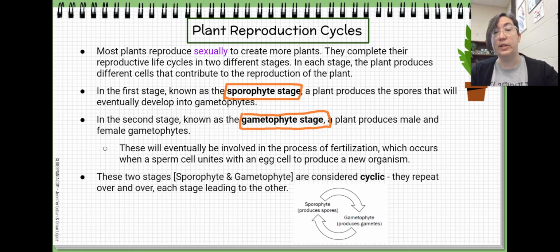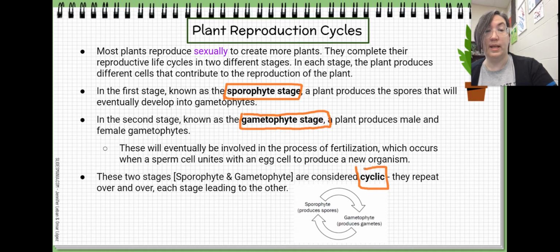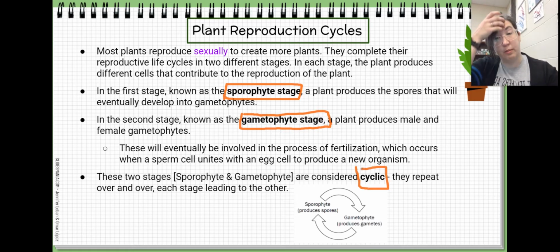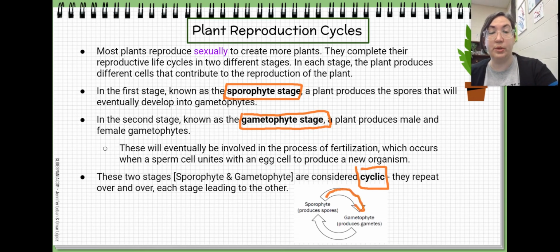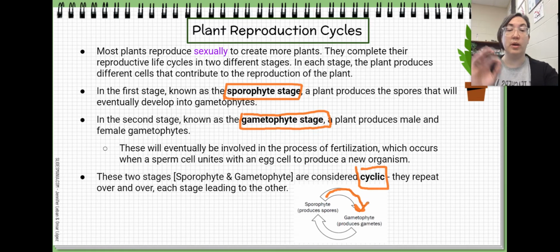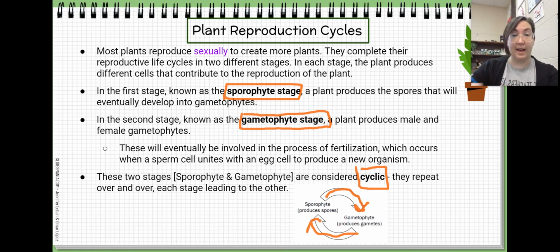These 2 stages, sporophyte and gametophyte, are considered cyclic. That's an important term. Cyclic means they repeat over and over, each stage leading to the other. So sporophytes producing spores leads to our gametophytes, which produce gametes. Those are sex cells. And those gametes produce sporophytes, which produce spores, which then produce gametophytes, and you get that ongoing cycle.